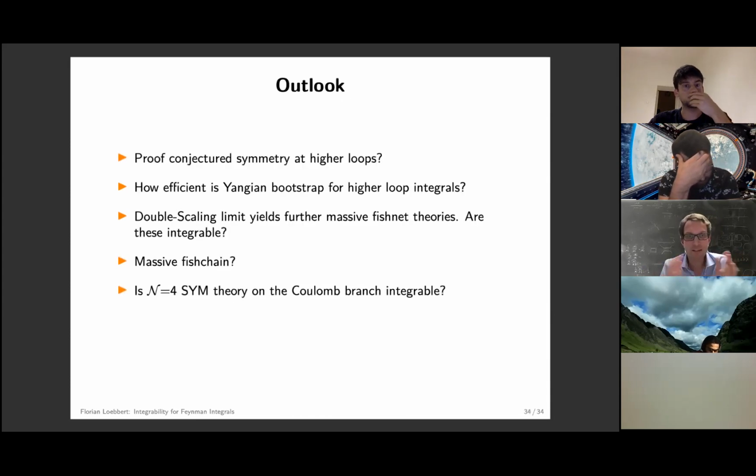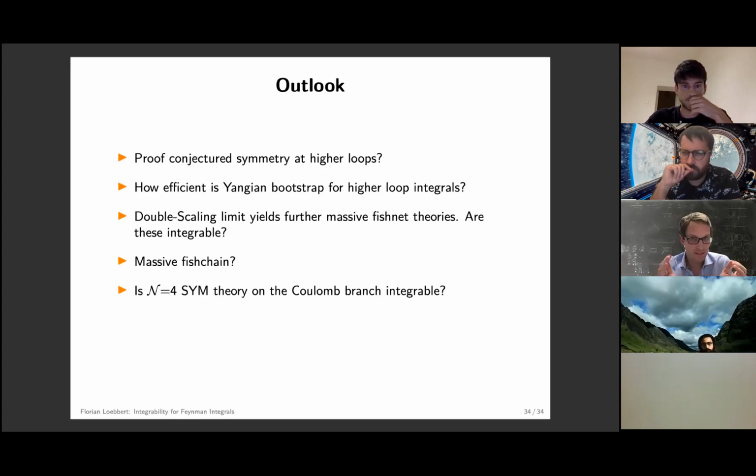Well, there are many interesting next steps one could take. At higher loops, this massive symmetry was just a conjecture. It would be nice to find a proof for it. It would be nice to further explore this idea to bootstrap Feynman integrals using the Yangian. How efficient can this be for higher loop integrals, to see how this interplay works between the series representations and, say, polylogarithms or their extensions.